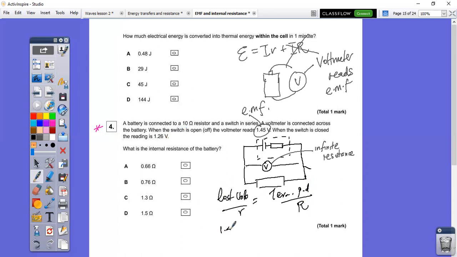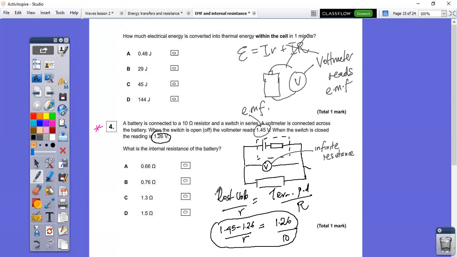My lost volts are 1.45 minus 1.26 over little r is equal to, what's my terminal PD? What's the reading on my voltmeter? 1.26 over 10. Now you can do this literally in 30 seconds. These multiple choice questions, you don't want to spend more than a minute and a half. Much easier to work with this.